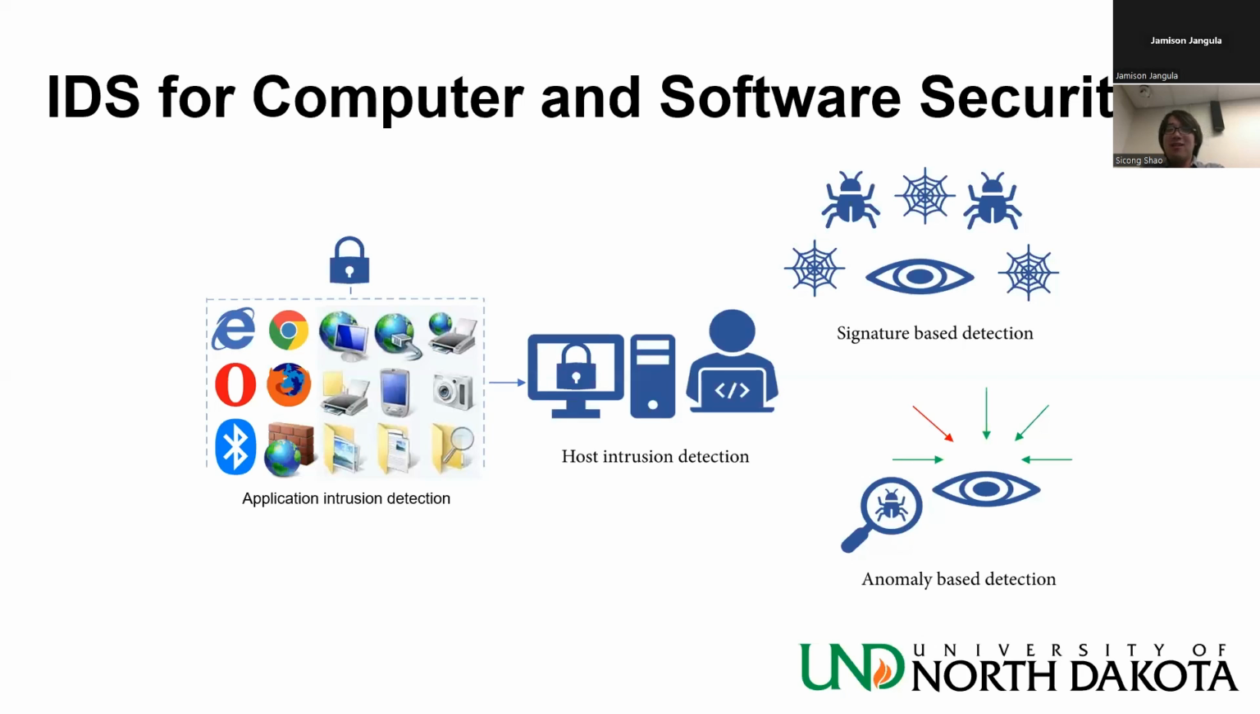So I will first discuss our application-level IDS, which is a deep learning-based anomaly detection system for monitoring a specific application, such as the Chrome browser, your web browser, right?